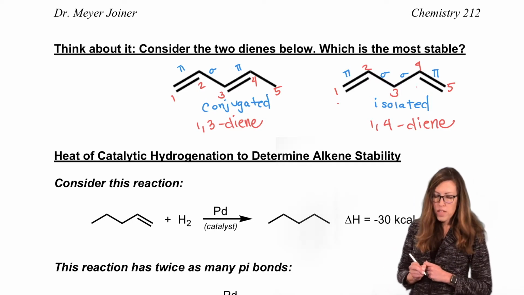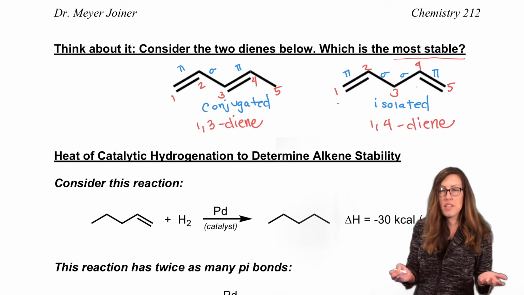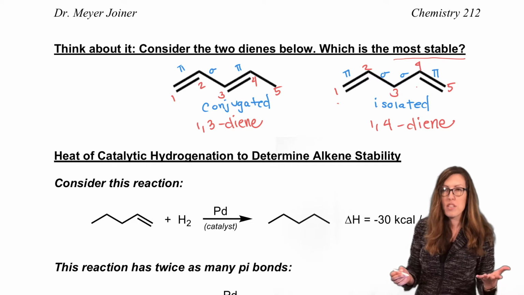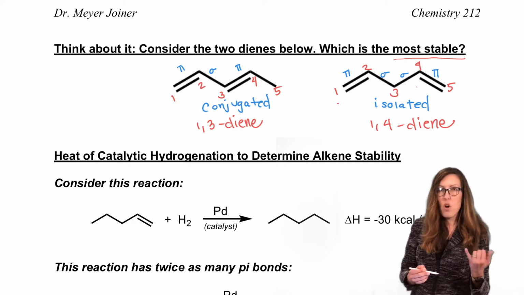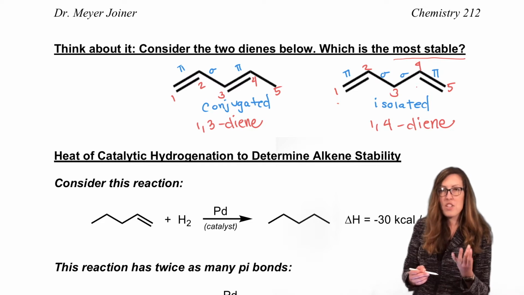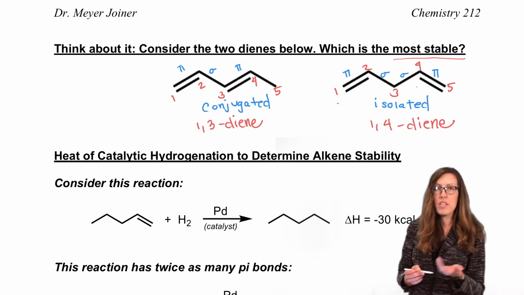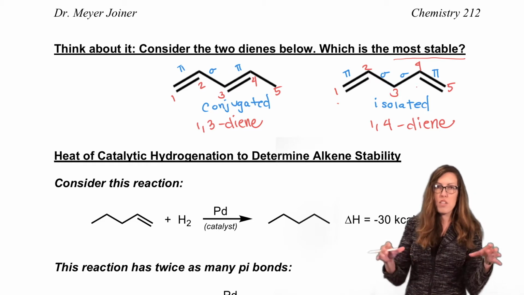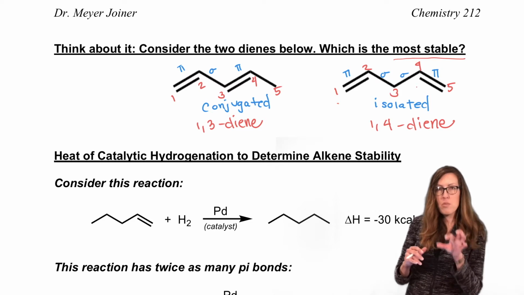Okay, so how can we answer this question, which is most stable? You might understand that conjugation adds stability. And this chapter is going to really focus on conjugation, which, by the way, comes from the Latin root con, with, and jugated comes from the word for join, so join with or join together. So it just means the pi bonds are actually joined together in that alternating double, single pattern.